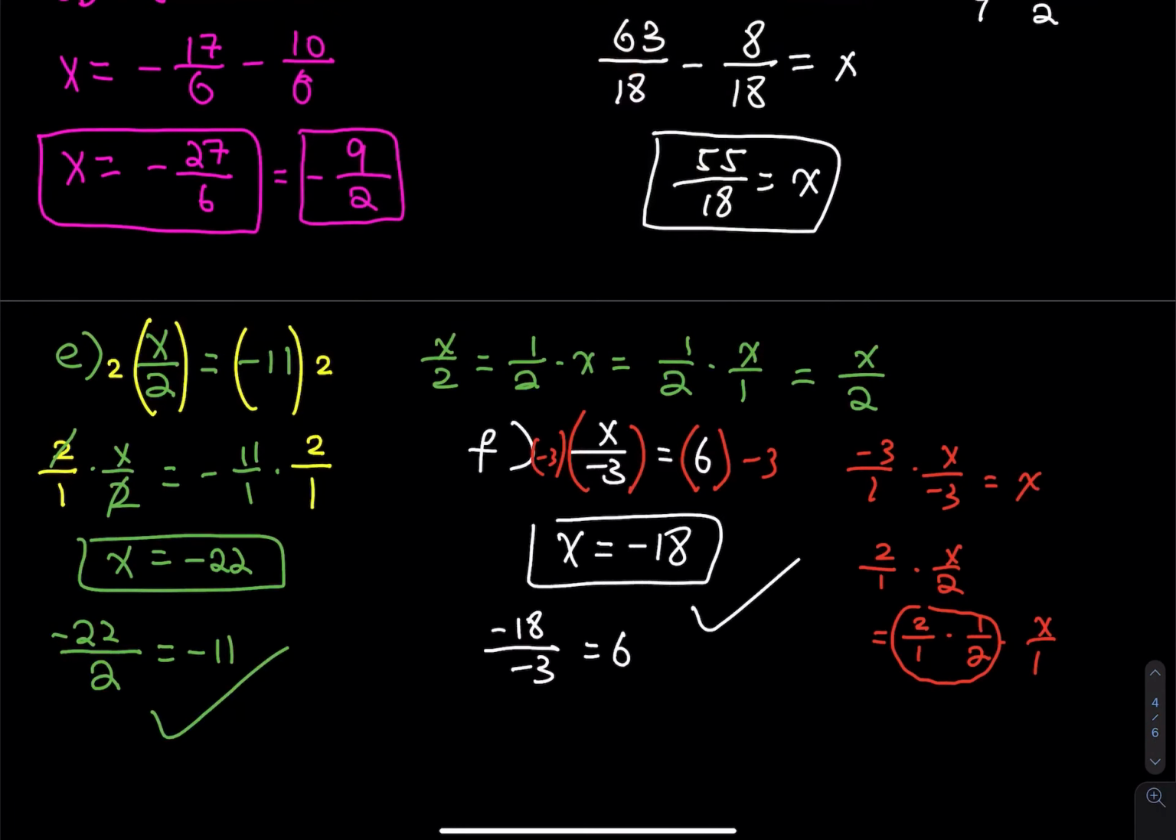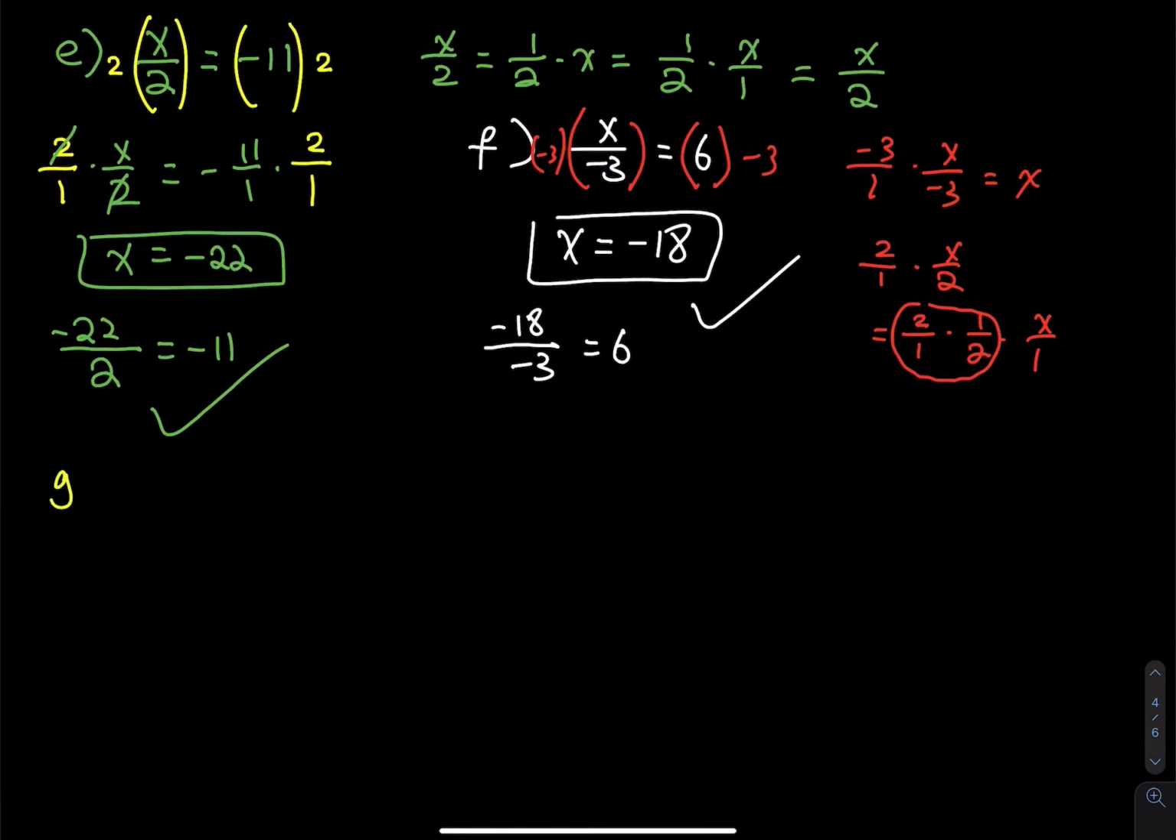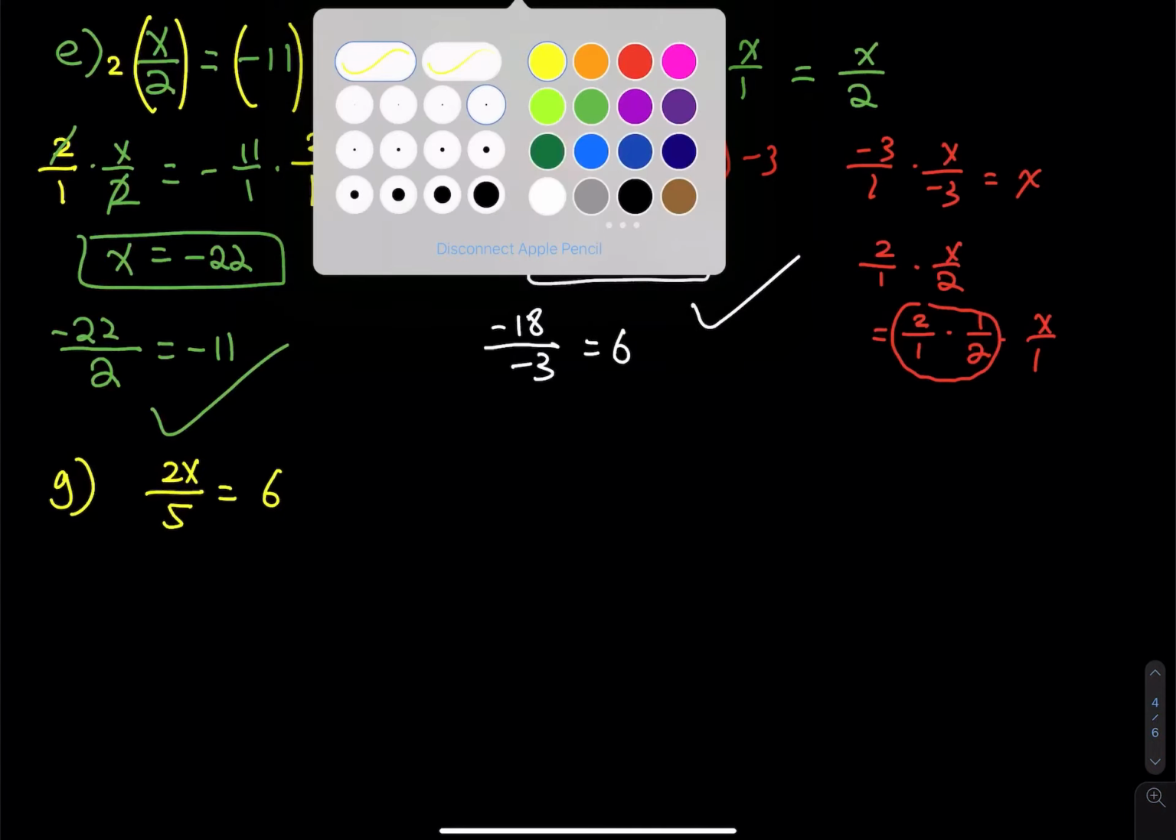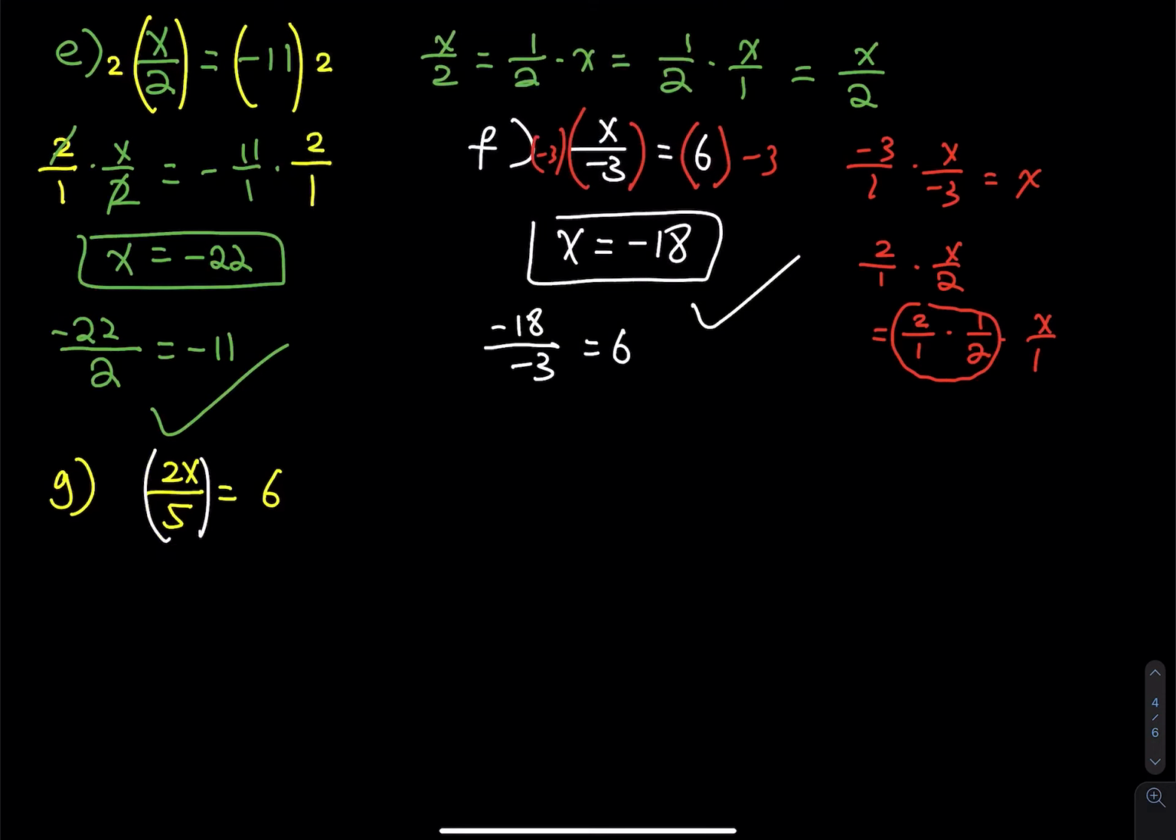And then G, you have 2x divided by 5 equals 6. This one I will multiply both sides by what? What is 2x divided by 5? 2x divided by 5 is 2 over 5 times x. All right, so we are going to multiply both sides by the reciprocal of the coefficient.